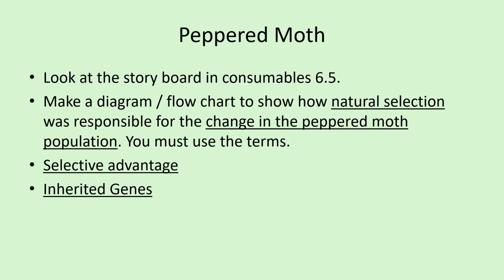Usually in class we would look at the storyboard, which you can find in consumables, and it is labelled 6.5. Your challenge with this is to make a diagram or flowchart to show how natural selection was responsible for the changes in the peppered moth population. You must use the terms selective advantage and inherited genes. So pause the video until you can complete this.